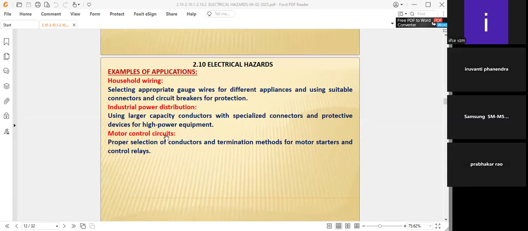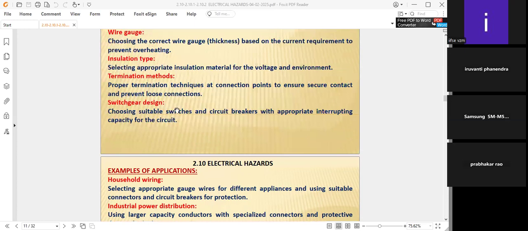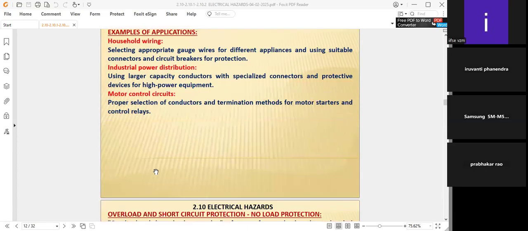The motor control circuit, the MCC, is helpful where high voltage or low voltage is there. The MCC will take care of the equipment. It is very important. Proper selection of conductors, termination methods, motor starters, and control relays will be taken care of. These are examples of applications in wiring and other electrical works.